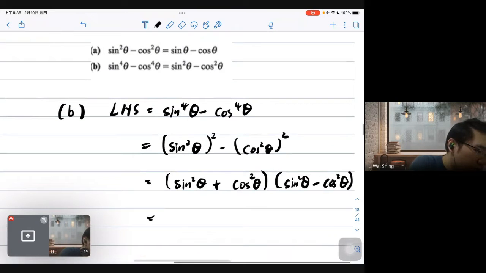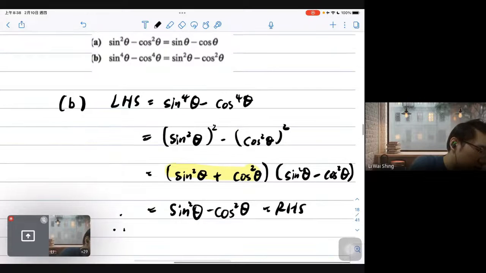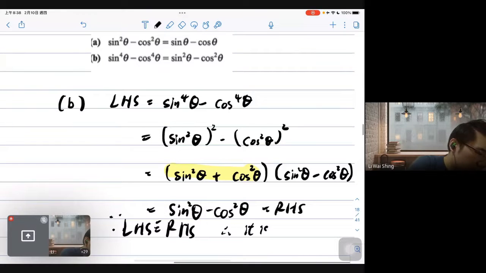Okay, that's why in this part you change it into 1. 1 times everything is equal to itself. So equals to right hand side. That's why it is an identity. Since left hand side equals to right hand side, so it is an identity.